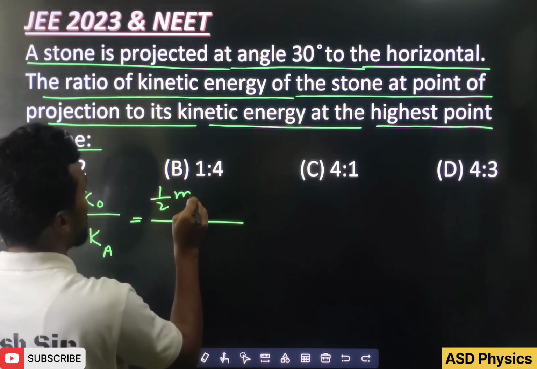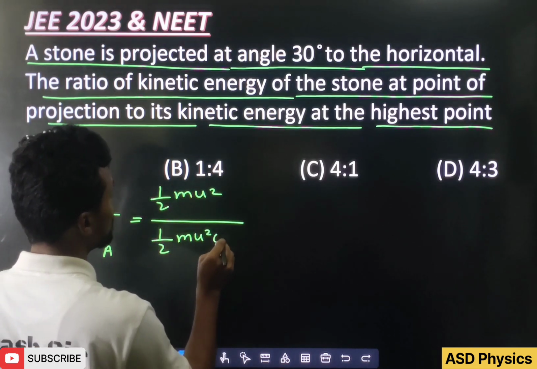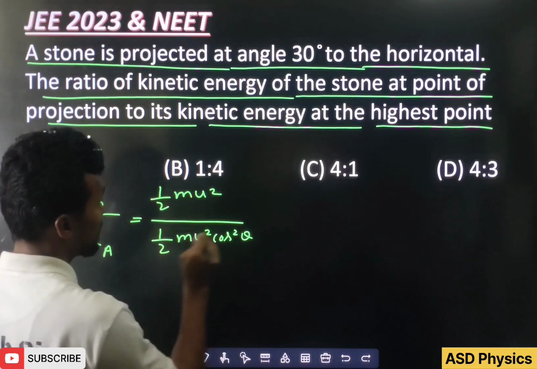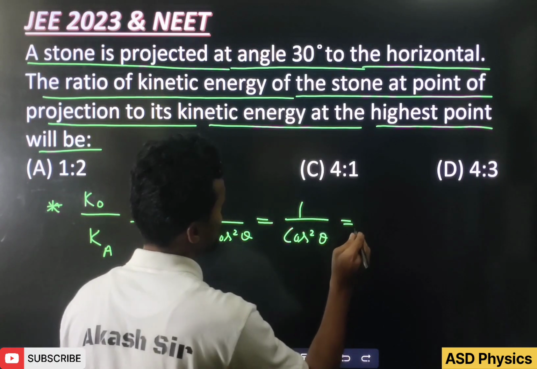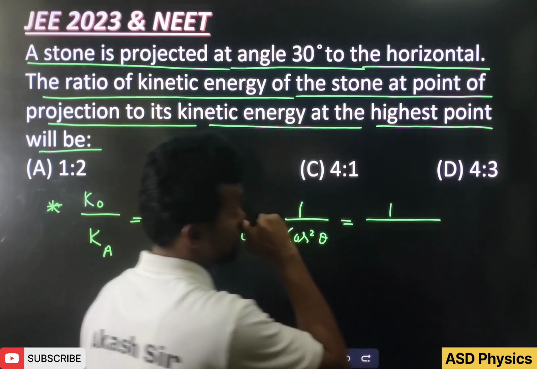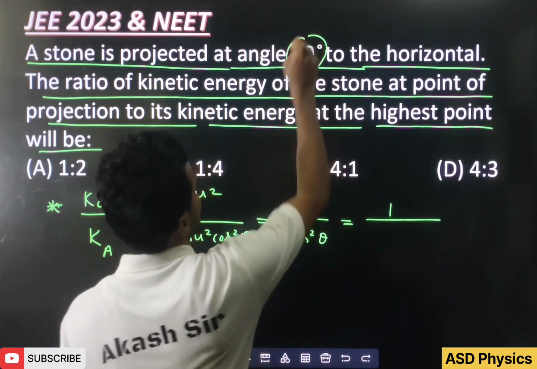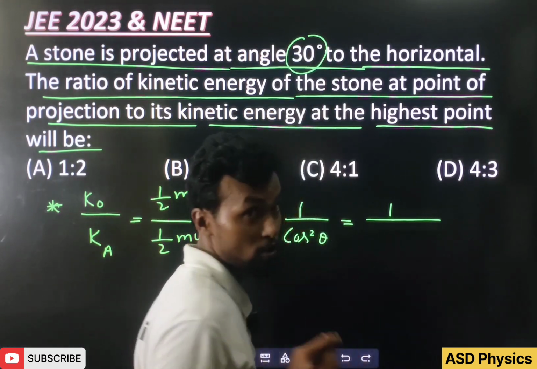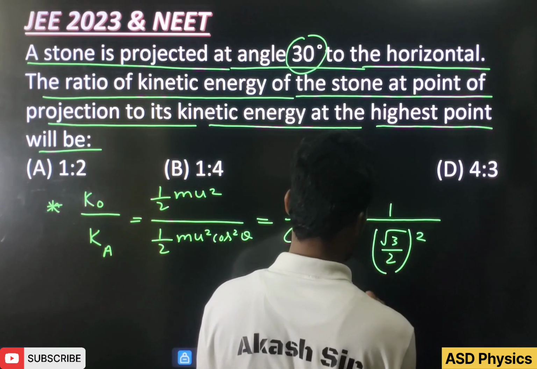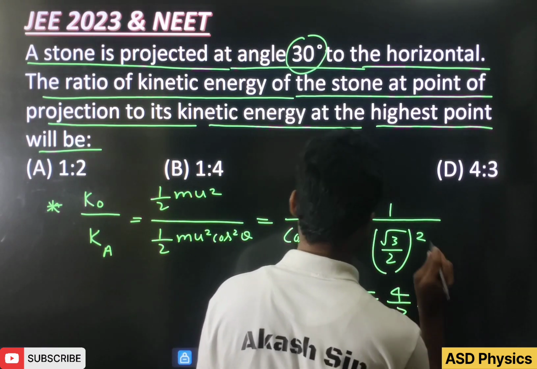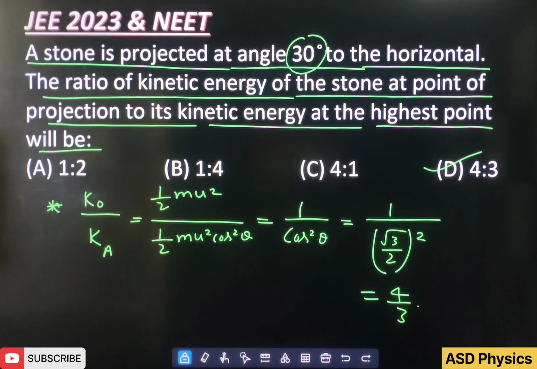K naught is half mu square, and at the highest point it is half mu square cos square theta. Half mu square cancels, so we get 1 by cos square theta. Which angle is given here, 60 or 30? 30 is given, so cos square 30. Cos 30 is root 3 by 2, so (root 3 by 2) square, and it becomes 4 by 3. Where is 4 by 3? Option B.